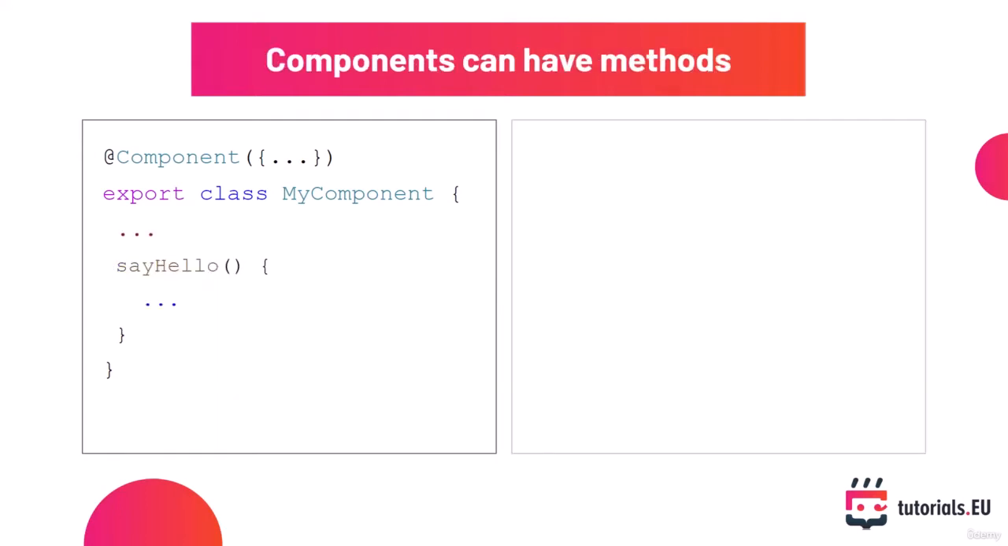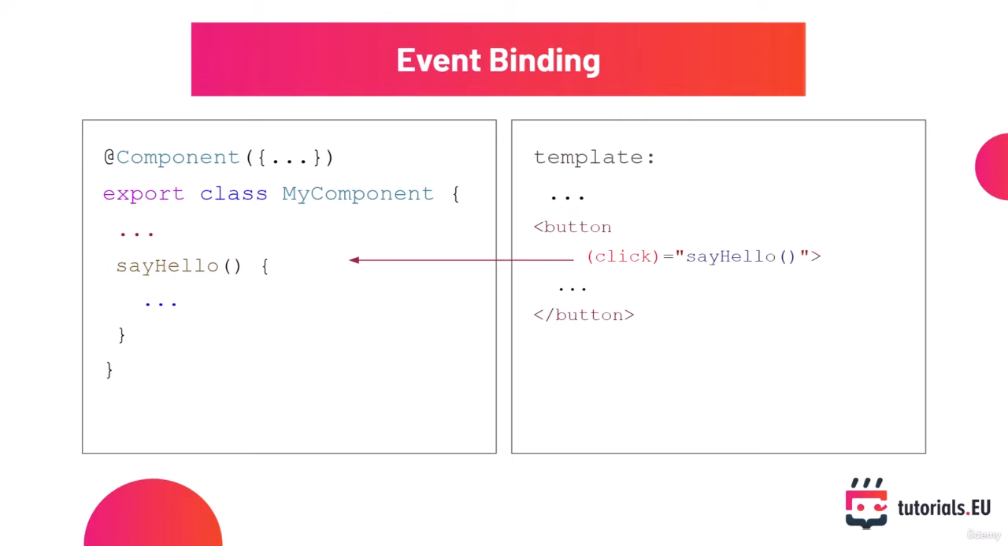Okay, so components can also have methods like other classes. We already talked about this. And this is how you can define a method for a component, like say hello, and we will do that just in a second, because can you guess the most interesting part about it? Right, we can bind events to them from the template. So as you can see on the right side right here, every time a user clicks this button, the say hello method is called. Now let's do that in practice.